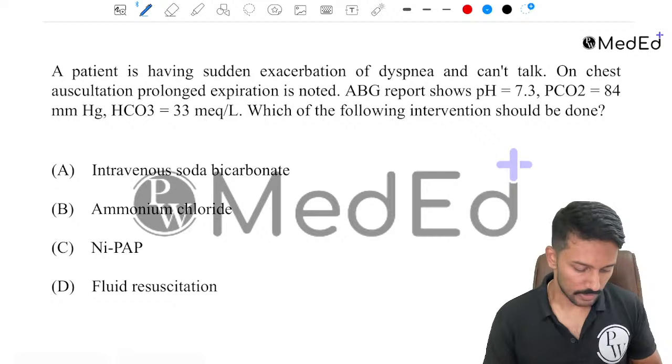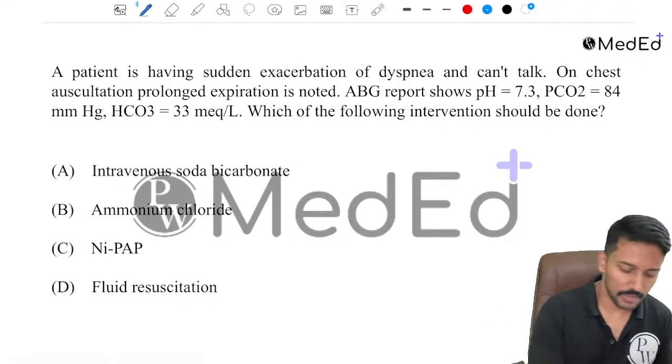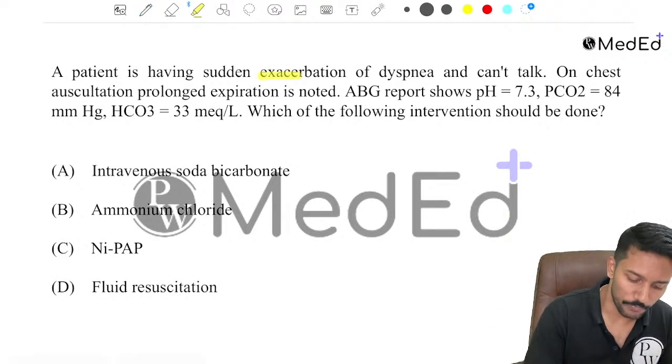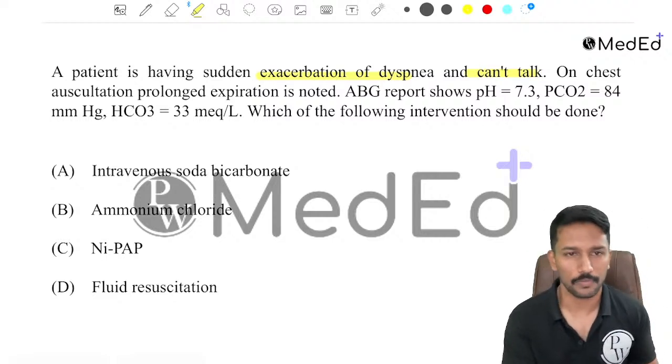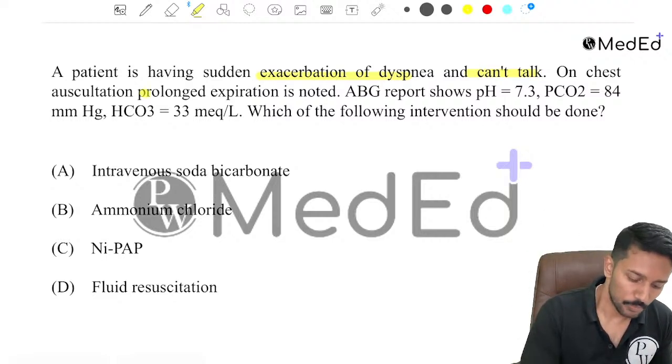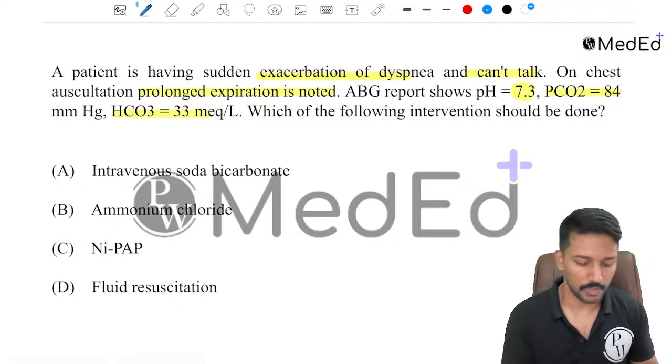Okay. Next question. A patient is having sudden exacerbation of dyspnea and he can't talk. Means he's so short of breath that he can't talk. On chest auscultation, prolonged expiration is noted. ABG shows a pH of 7.3, PCO2 of 84 and bicarb of 33. Which of the following intervention should be done?